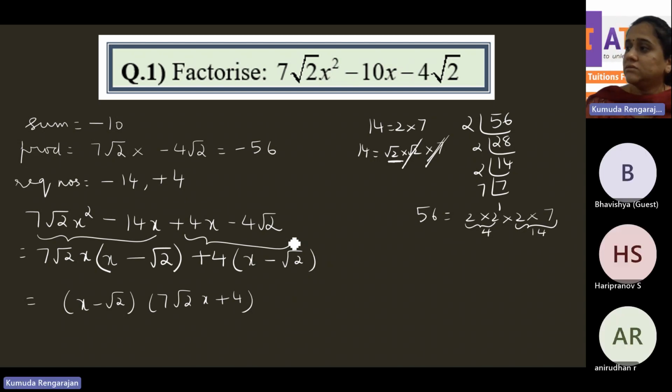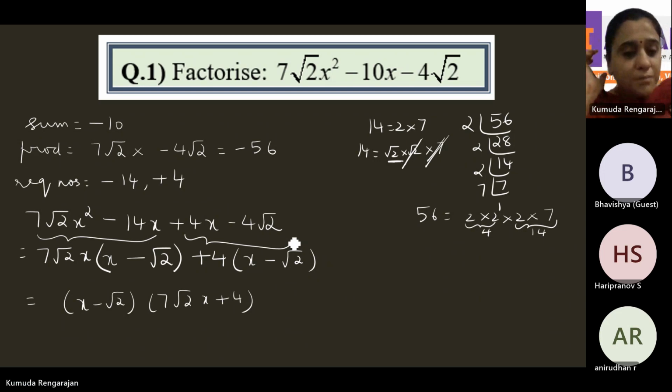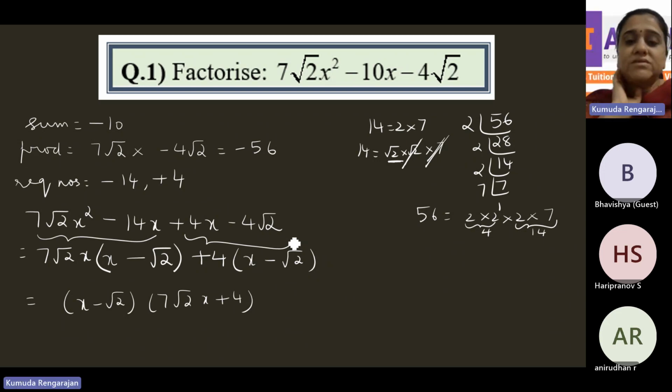Done writing, children? All right. So the sum is not minus 10x. It is only minus 10. The sum and product are only numerical. They'll not have any variable with them. Sum is minus 10, and the product is 7 root 2 into minus 4 root 2. You must take the sign also into consideration. Along with the sign, you should multiply.